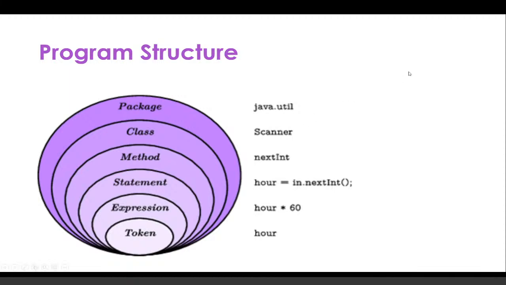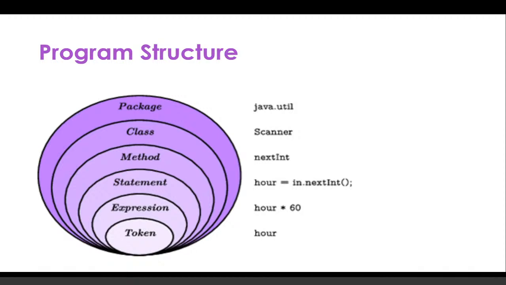If we wanted to use this in conjunction with our System package there, I think it is still java.lang for System, might be wrong about that. I haven't gone back and looked at that in a while. But the class would be System, and methods would be things like in and out. Statements are a single line of code. Expressions are like a computation. And a token would be like a variable name. So that's what we have here.